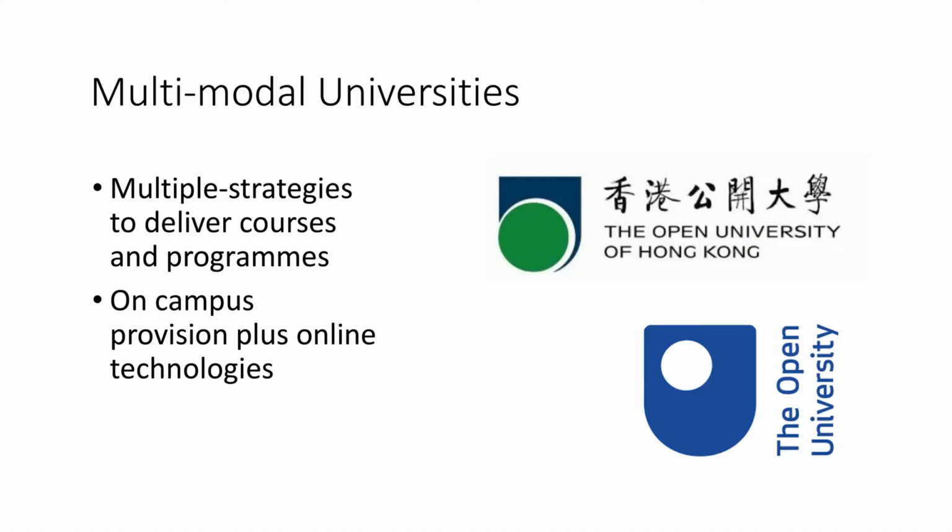The Open University of Hong Kong is an example of an emerging model that uses multiple strategies to open up education, including initiating campus provision. They've started face-to-face classes and offering MOOCs.